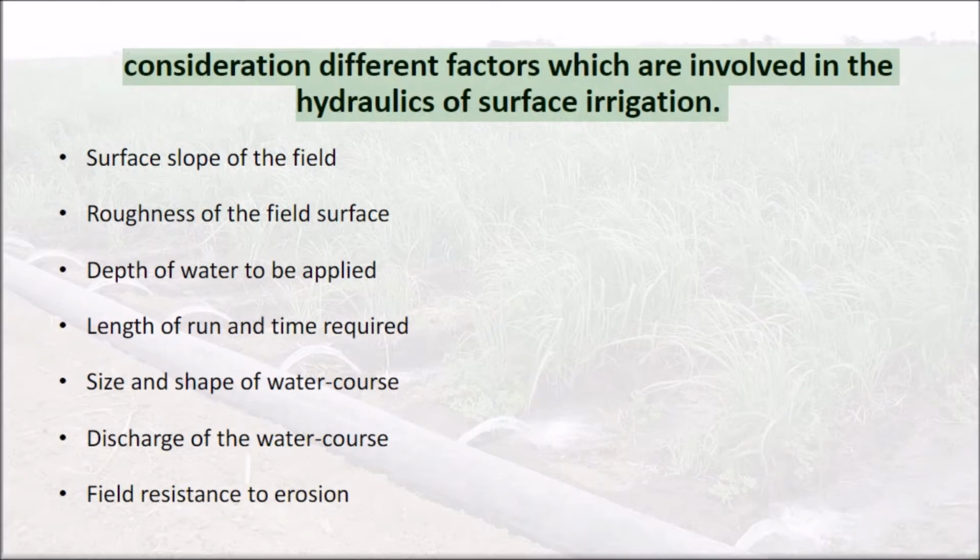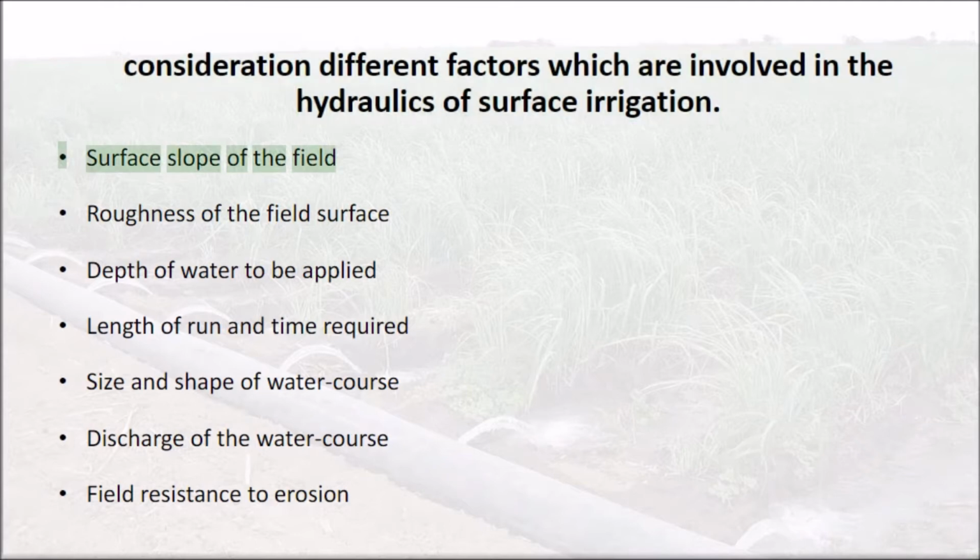Consider the different factors which are involved in the hydraulics of surface irrigation. Surface slope of the field. Roughness of the field surface. Depth of water to be applied. Length of run and time required. Size and shape of water course. Discharge of the water course. Field resistance to erosion.